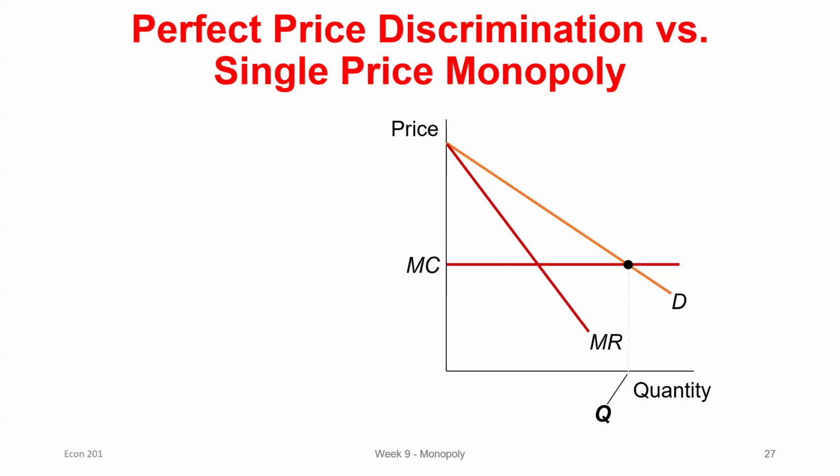What is consumer surplus? I'm hammering this home, but it's the difference between the marginal benefits and marginal cost to consumers. What represents their marginal benefits? Demand curve. What represents the marginal cost to consumers? The price they pay. If I'm charging them a price exactly equal to their marginal benefit, that is the demand curve. What's consumer surplus here? Zero, right? If you can perfectly price discriminate, you can drive consumer surplus down to zero.